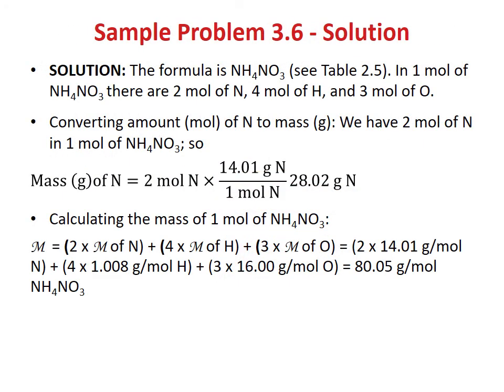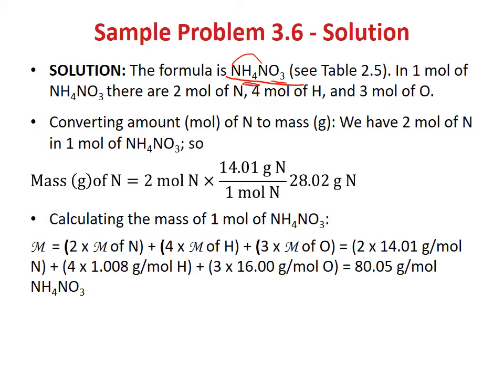Let's calculate the mass percent of nitrogen element. The formula of ammonium nitrate is NH4NO3. So in this molecule, we have 2 nitrogen, 4 hydrogen, and 3 oxygen. And therefore, in 1 mole of the formula, we have 2 moles nitrogen, 4 moles hydrogen, 3 moles oxygen.